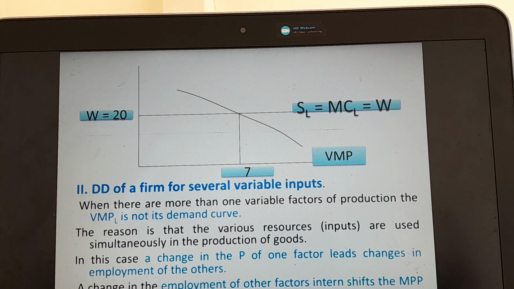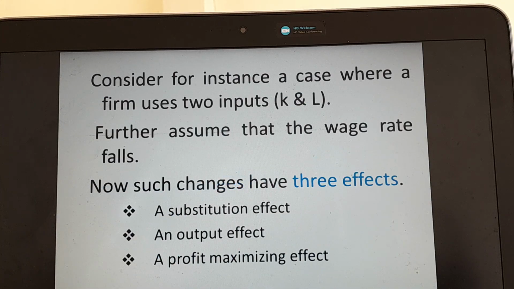A change in the employment of other factors in turn shifts the marginal physical product curve of the input whose price is initially changed.